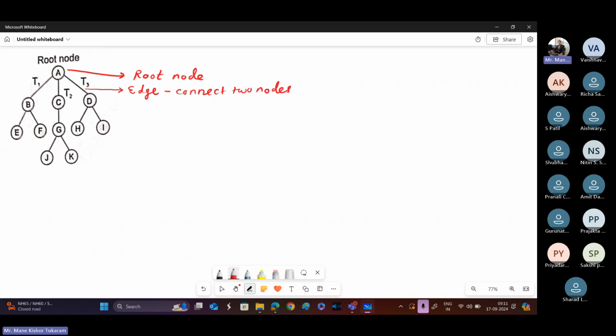Here again inside the tree, suppose I'm dealing with this particular structure. This is one subtree. So this is called a subtree. Again T2 is a subtree, and again this one is one more subtree.